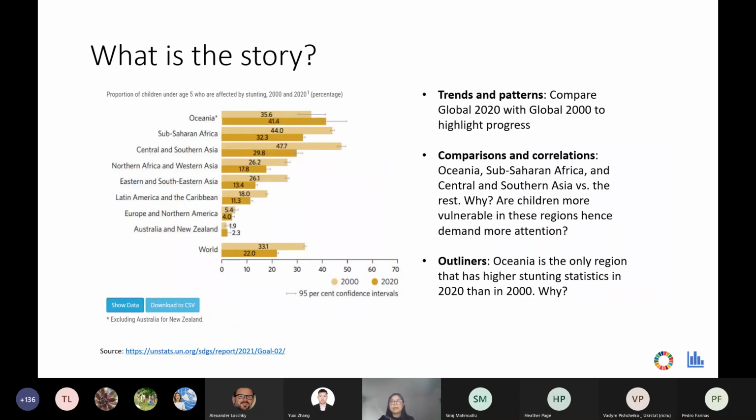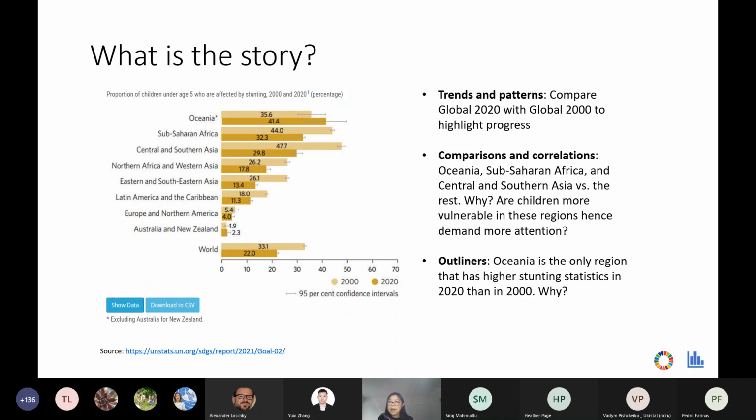So here's a quick example to show how we can use the same data set to tell very different stories. So this is a chart from the SDG report 2021 on stunting. It shows the progress made globally and also in different regions on stunting from 2000 to 2020. So for the same data set, basically you can tell the trends and patterns, or compare how global 2020 with global 2000 to highlight the progress the world has made.